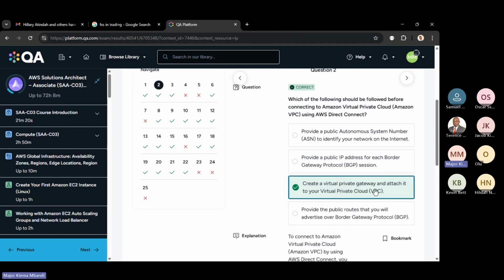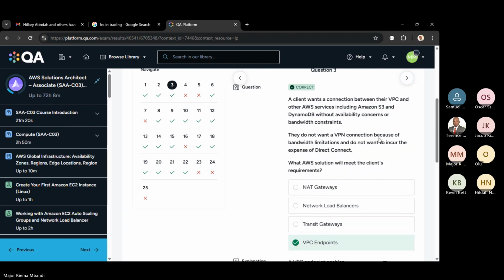Create a private gateway and attach it to your VPC. VPC endpoints. The question was, I want to use VPN connection bandwidth, what solution should meet the requirement? So remember that for Amazon S3 and DynamoDB, when you want to connect to them, use VPC endpoints.